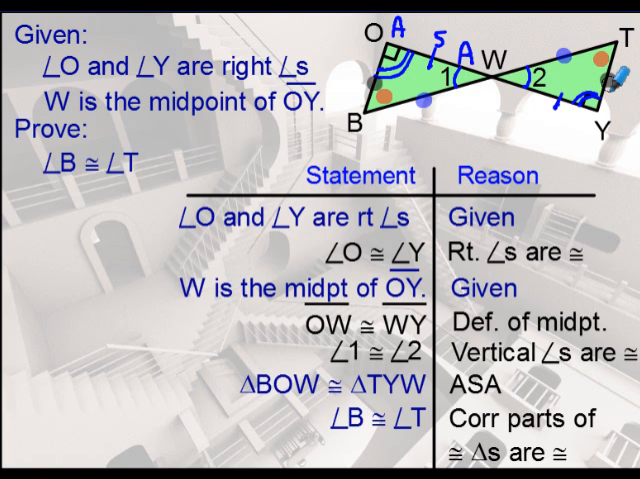Because of that, we could have gone further. We could have stated that OB is congruent to TY. Reason: corresponding parts of congruent triangles are congruent. So you can do that all day after you've proven this part here.